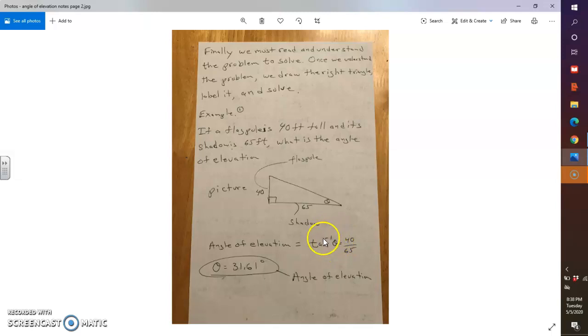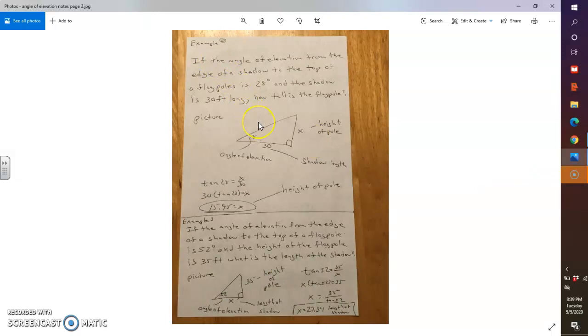If we were trying to find the measure of a side, we'd just use tangent. But here we're trying to find the measure of an angle. So I have the -1, which means I'm going to use my second function for my tangent. So tan inverse of theta is opposite over adjacent, 40 over 65. And the inverse tangent of 40 divided by 65 is 31.61, which is our angle of elevation. Now we could look for something else. Sometimes we're looking for the height of the pole.